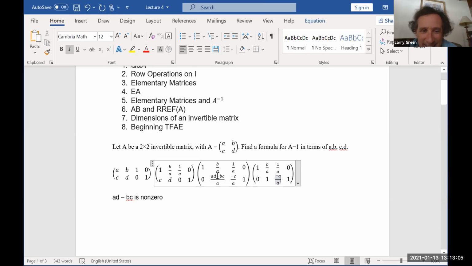Okay, so we got that. And now what we're doing is we're multiplying by A over AD minus BC. And what we get is the A's cancel and the denominator becomes AD minus BC.